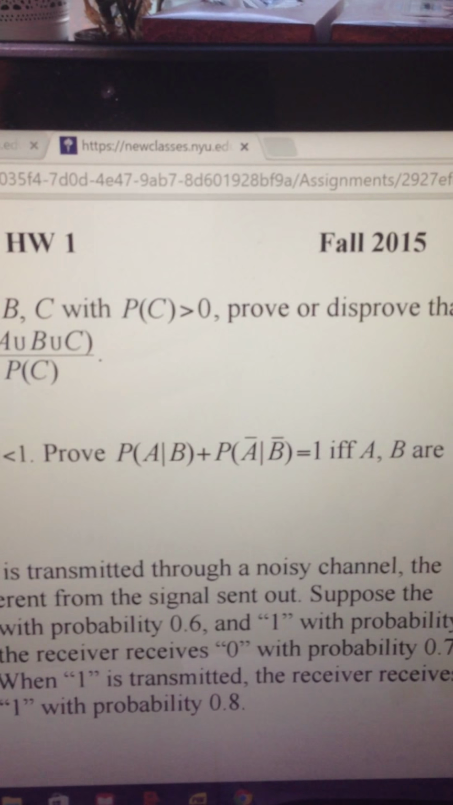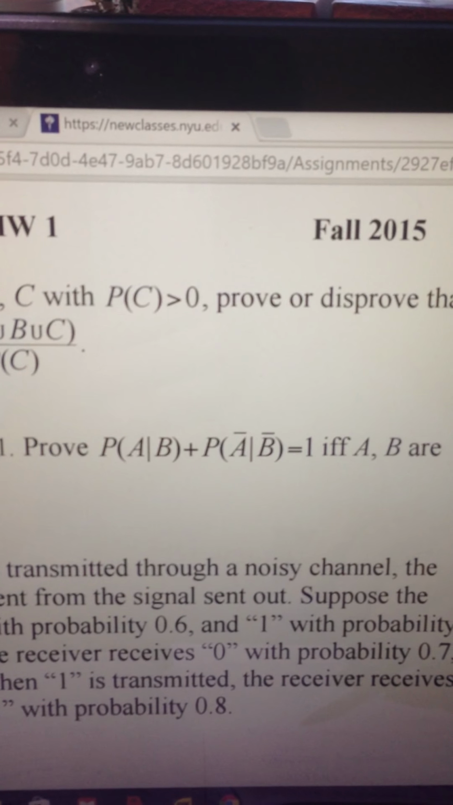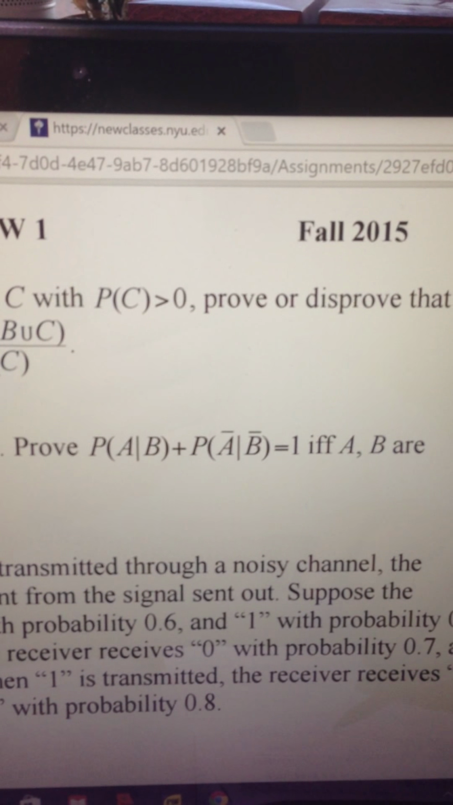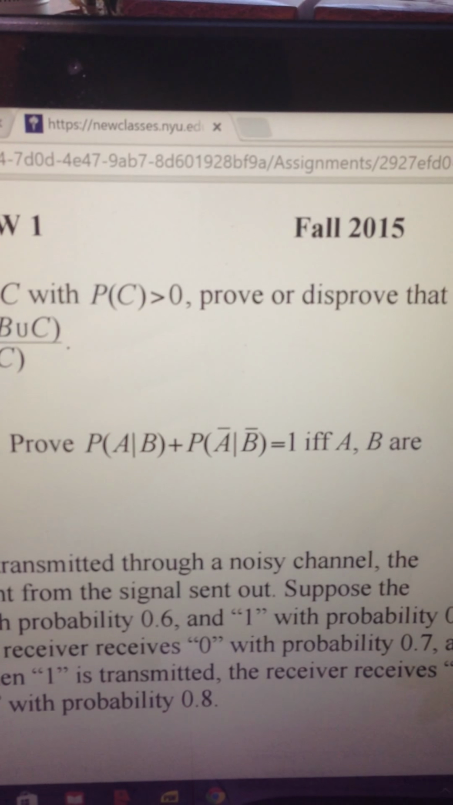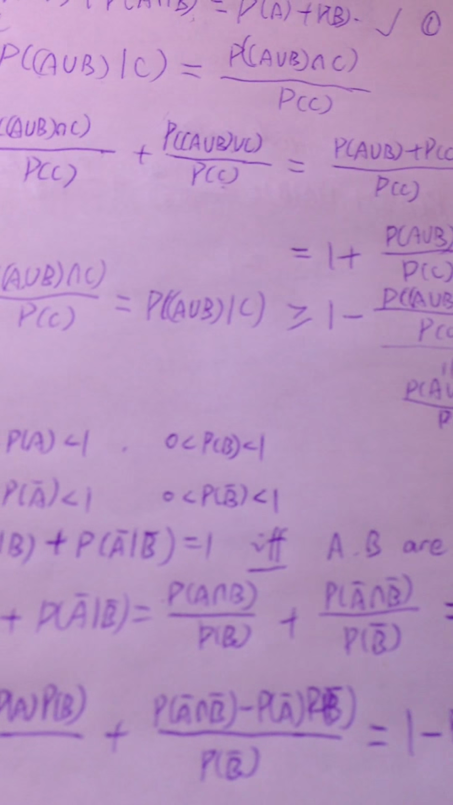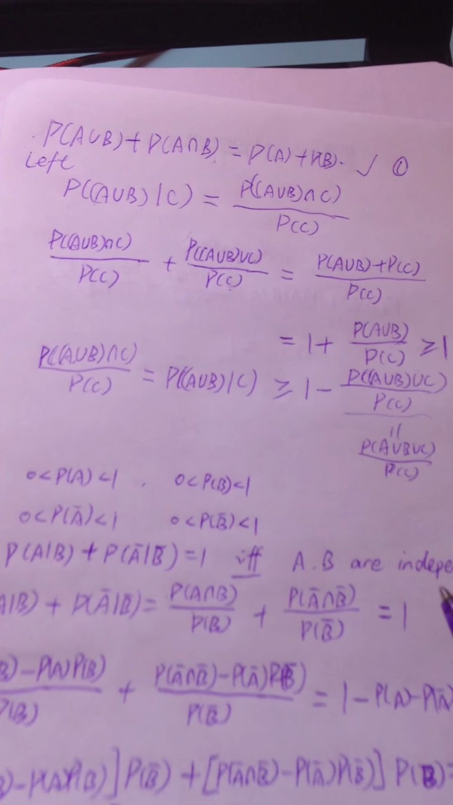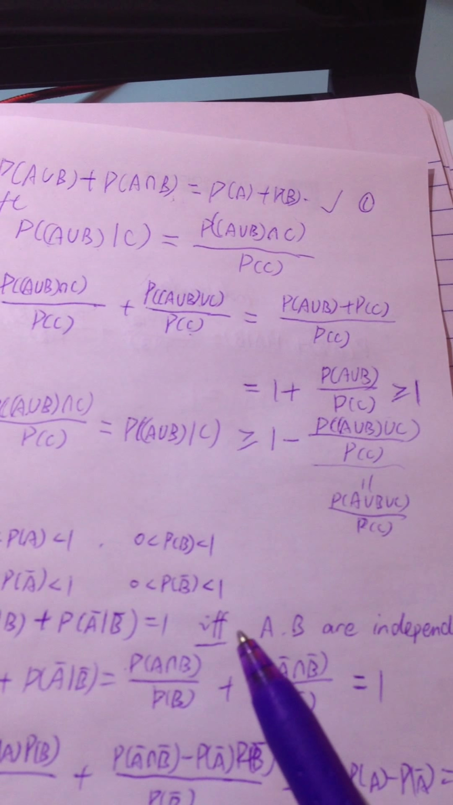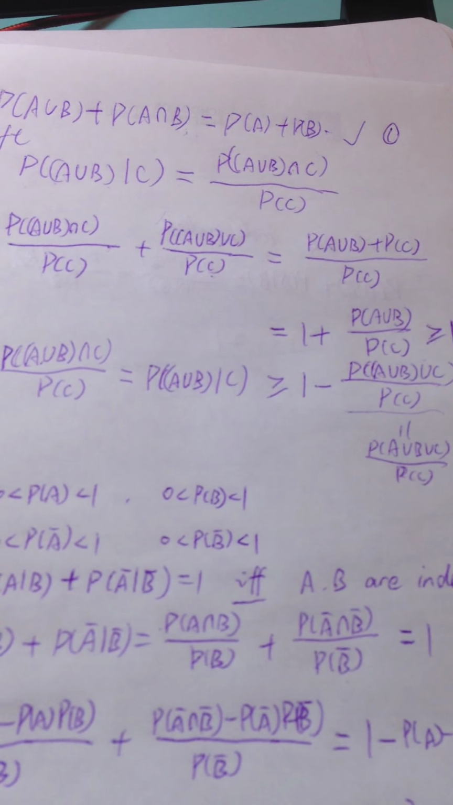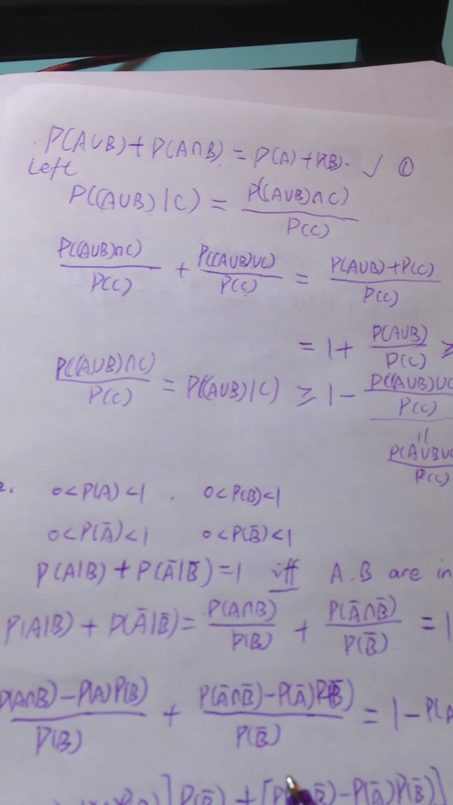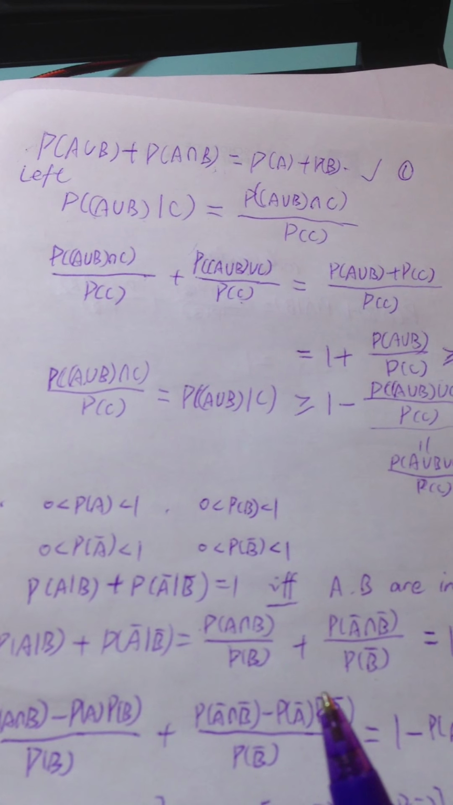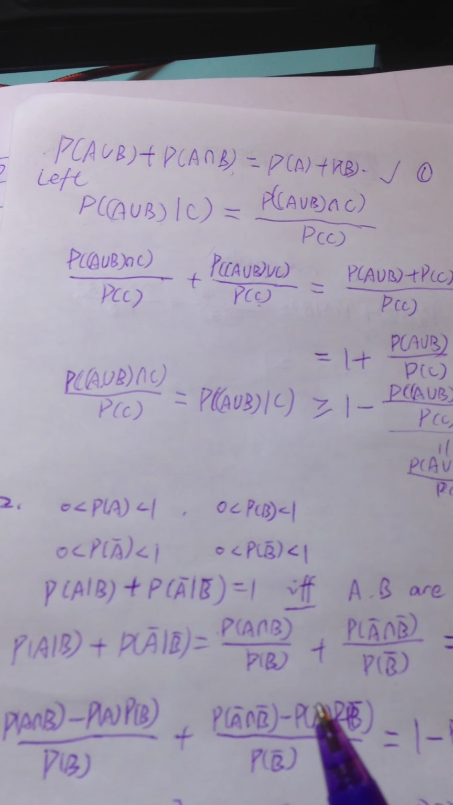Then the formula says: let's prove that the probability of A given B plus the probability of A complement given B complement equals 1 if and only if A and B are independent. So we can note that IFF means if and only if. So apparently it's a biconditional, which means we have to prove this formula from both directions. First, let's prove its sufficiency.